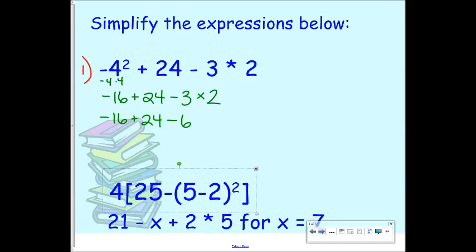Are those signs the same or different? So am I going to add or subtract those? Subtract. 24 minus 16 is 8. Positive or negative? Positive. Why? The 24 is the bigger number and it's positive. Good. So we've got 8 minus 6, which then equals 2. So 8 minus 6 is 2.